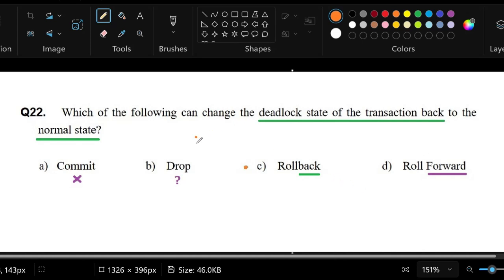Question number 22 of the PhilNITS FE morning portion of the exam. In this question, we are being asked, which of the following can change the deadlock state of the transaction back to the normal state? Okay, I was able to choose the correct answer, which is letter C, and I think that this question shouldn't be too difficult.